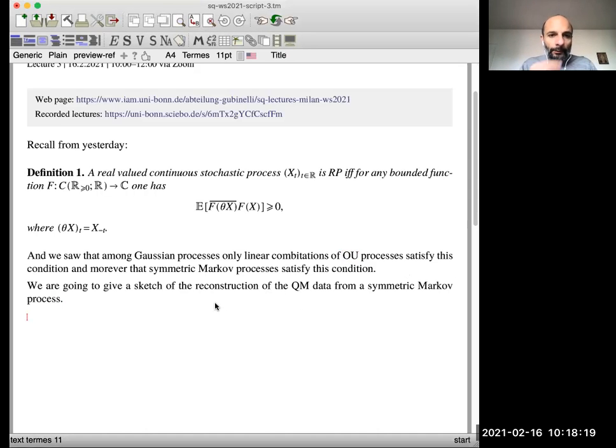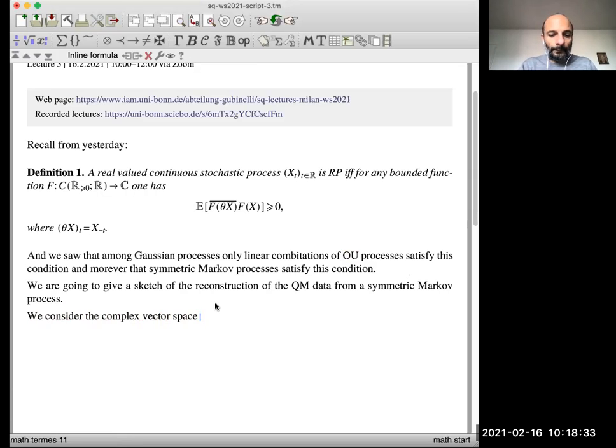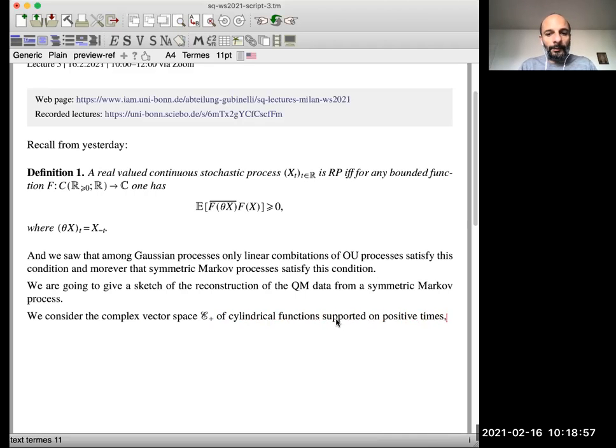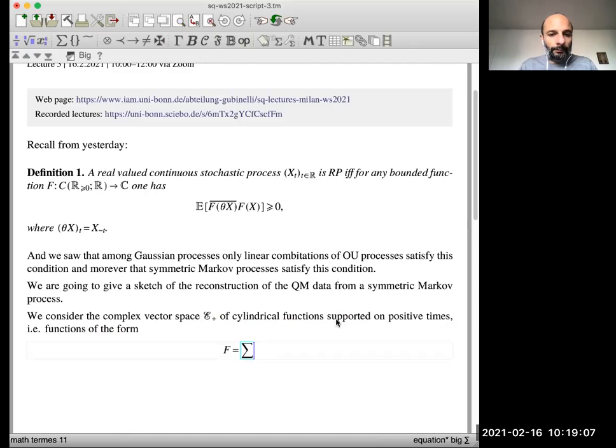So the idea is that we consider the complex vector space, where the quantum mechanical Hilbert space will come from. In this case, you consider the complex vector space E plus of cylindric functions supported on positive times. This is the space of functions. You could consider all the functions, but it's enough anyway. We will complete it later on.